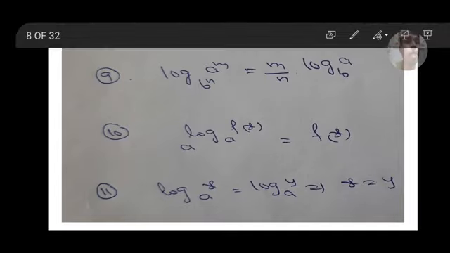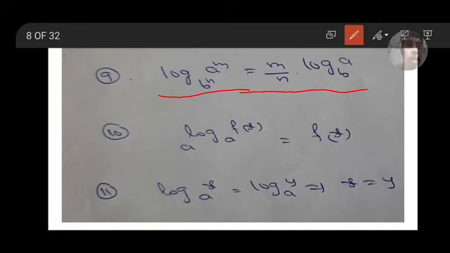Log of a to the power of m to the base b to the power of n means, here the logarithmic number is a power and the base is also a power, so it can be written as m by n into log a to the base b.